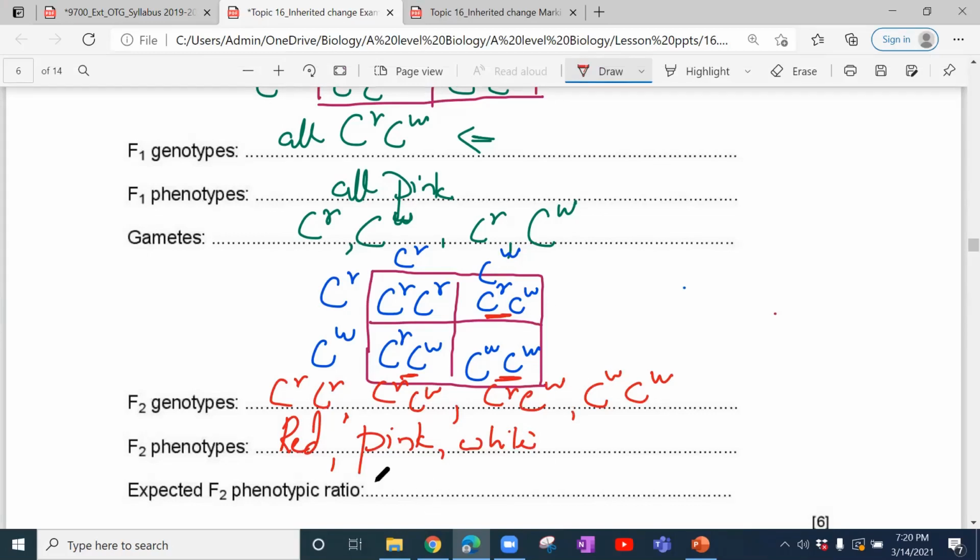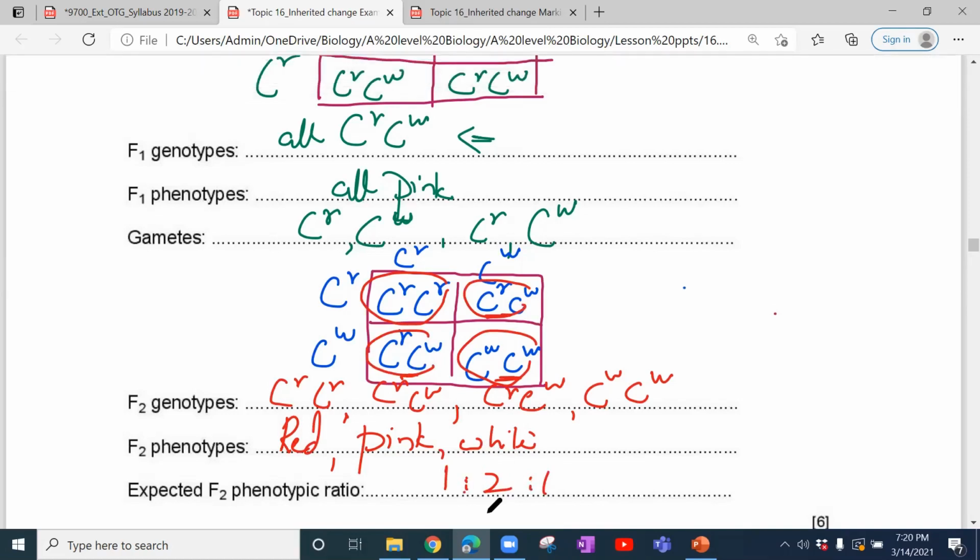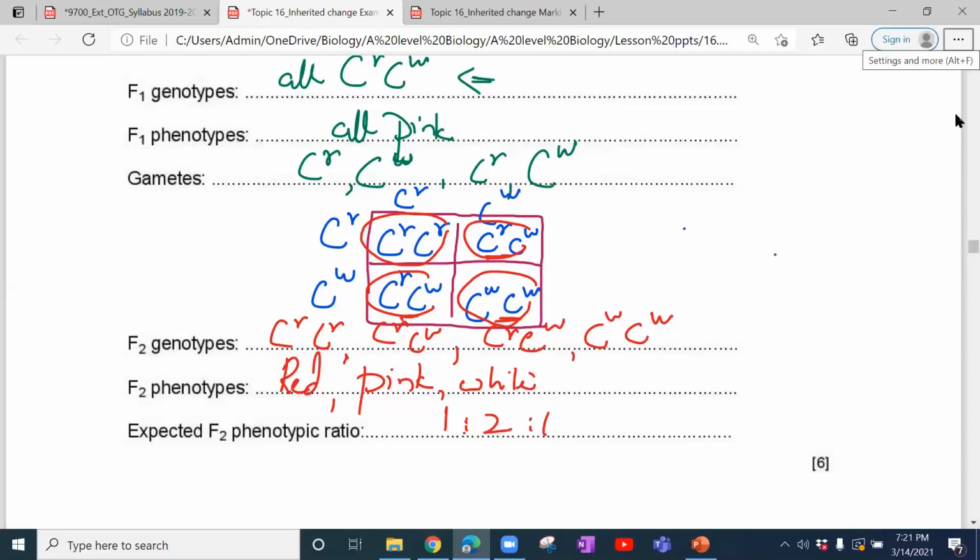Right? So if you look at the expected phenotypical ratio, we had one red, we had one white, but two of these are pink. So your phenotypical ratio is 1:2:1, right? So again, remember these are our expected ratios. This is what we're expecting. So this whole working for 6 marks.